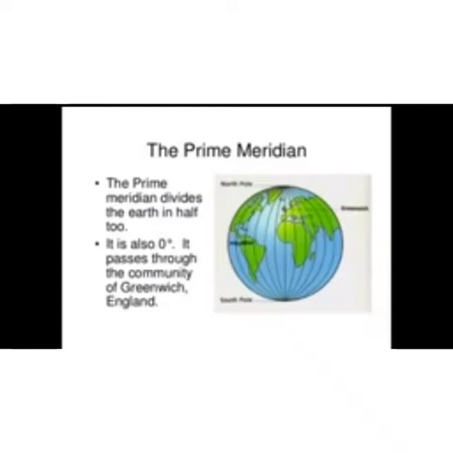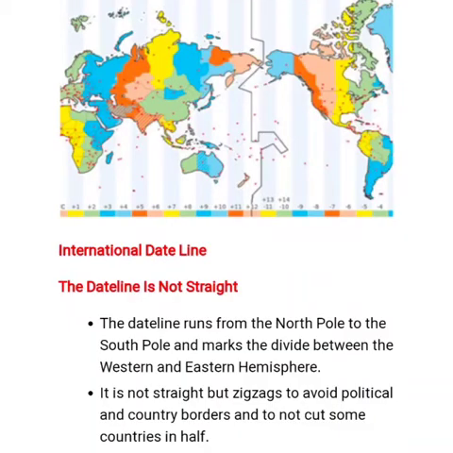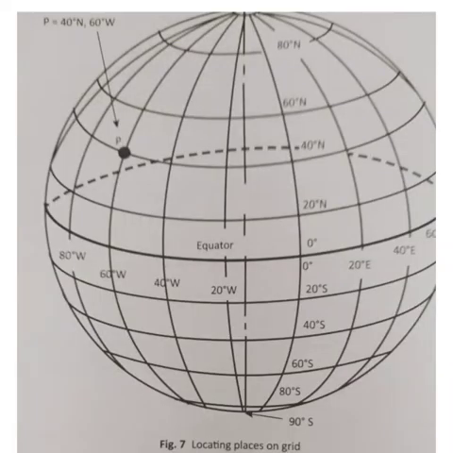So students, what is the international date line? A line of meridian that runs through the Pacific Ocean and is exactly halfway around the world from the prime meridian. Okay. This dateline is not straight. The dateline runs from the North Pole to the South Pole and marks the divide between the Western and Eastern Hemisphere. It is not straight but zigzags to avoid political and country borders and does not cut some countries in half. So students, look at this image. International dateline.